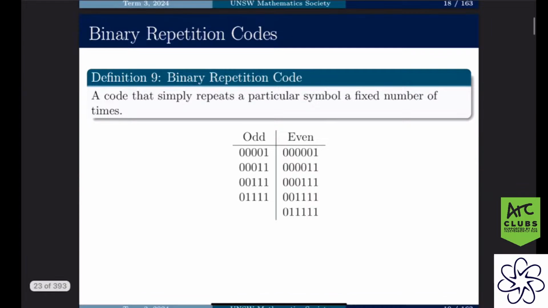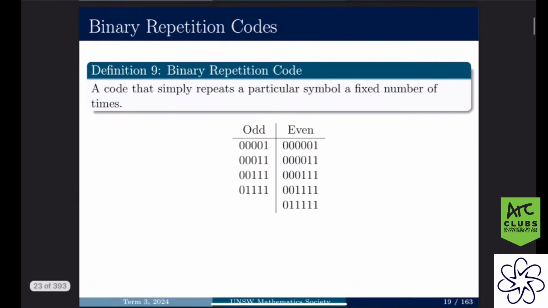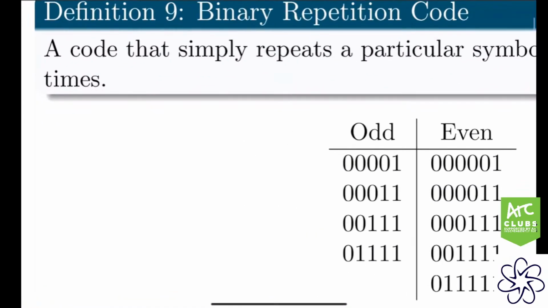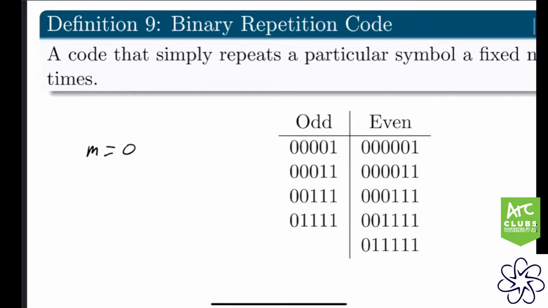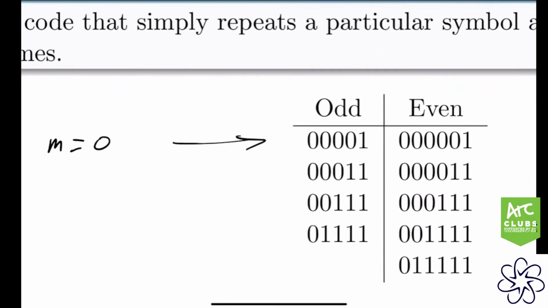So the first code in this chapter we're looking at is the binary repetition code. It's a code that simply repeats a particular symbol a fixed number of times. So if we were sending the message 0, we could take the binary repetition code of length 5 here on this odd side. And we can see if there's one error, right? Our message still is preserved as it's the majority. So if there's only one error, we can take the majority element and still retrieve our original message. So we still get 0 here. In this case, 0 is also the majority.